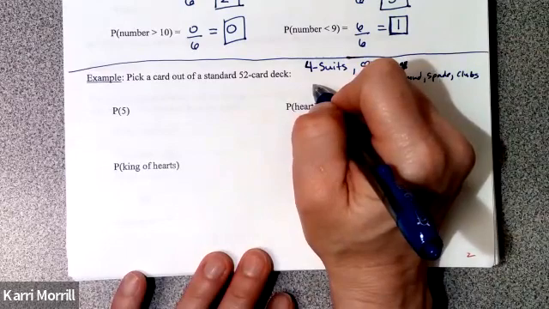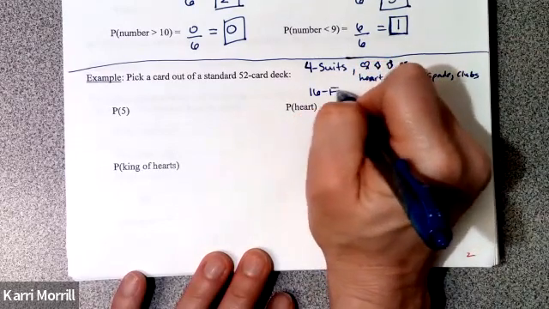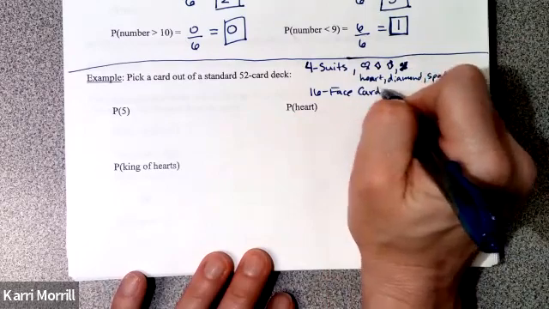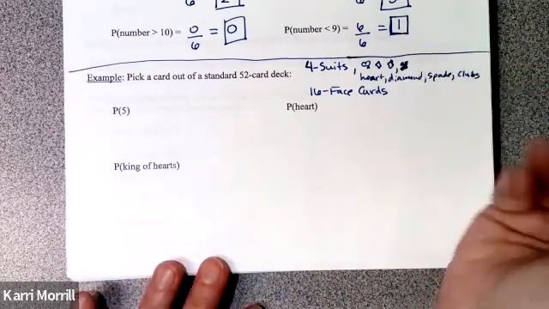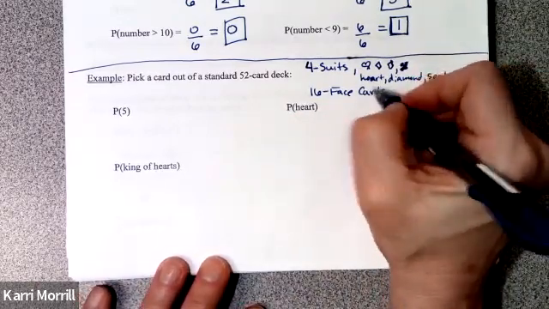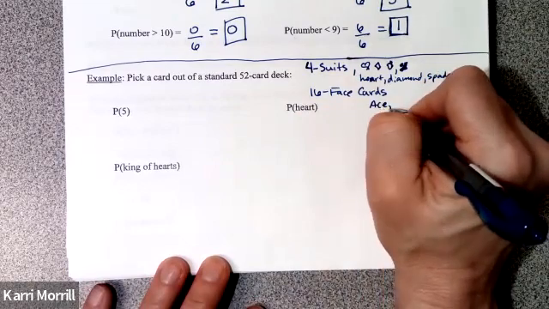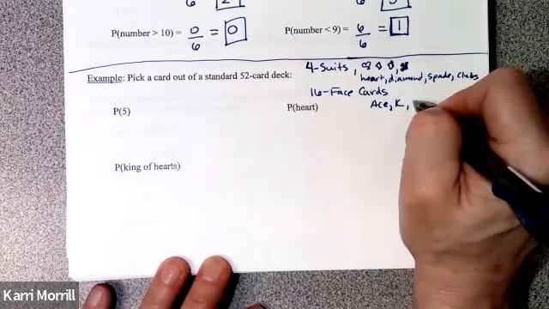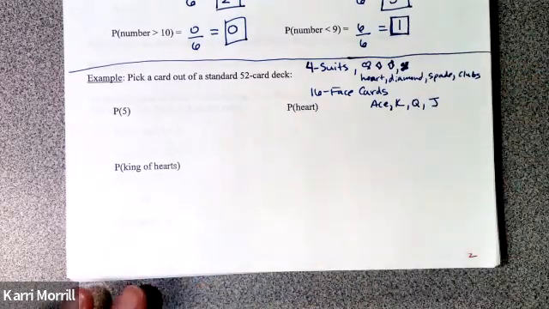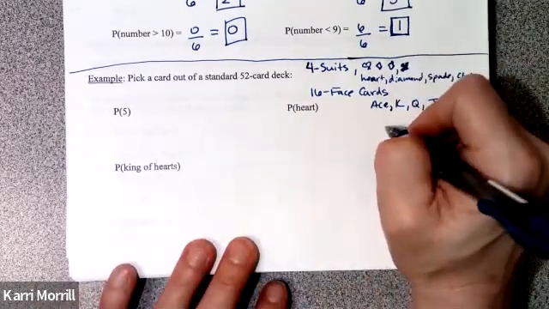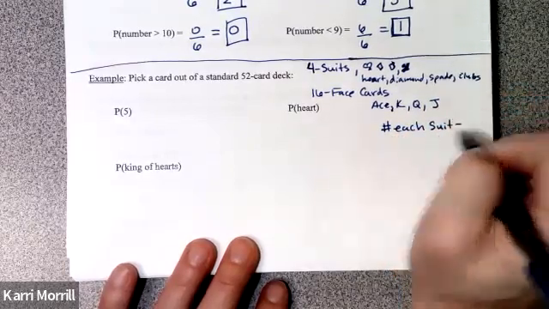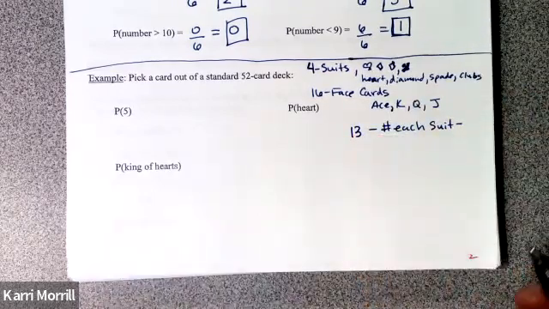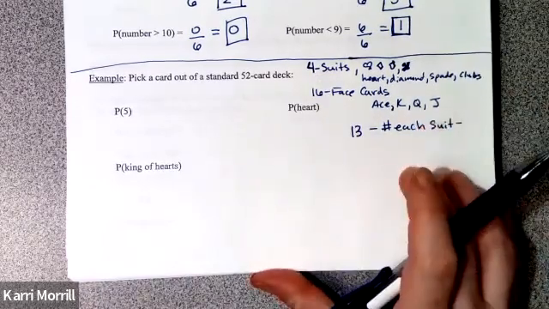We have face cards. There are 16 face cards because you have an ace. You'll have a heart, diamond, spade, and club of each ace. So you have an ace, you know, a king, a queen, and a jack. And then the number of cards in each suit, I probably should have done it here. There's 13 cards in each suit. So those are things that you really kind of need to know about cards.